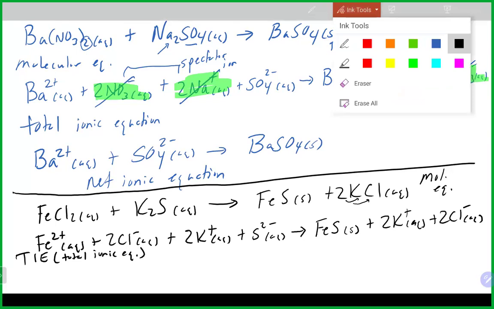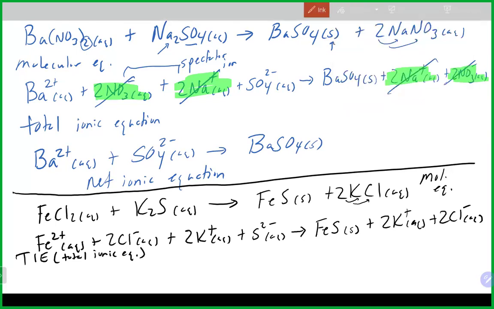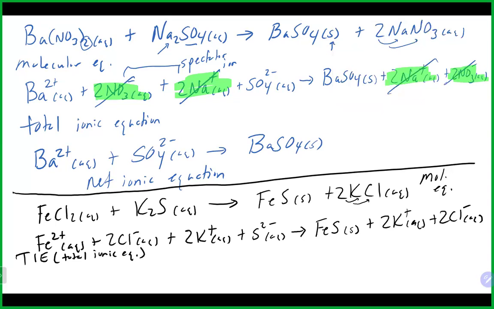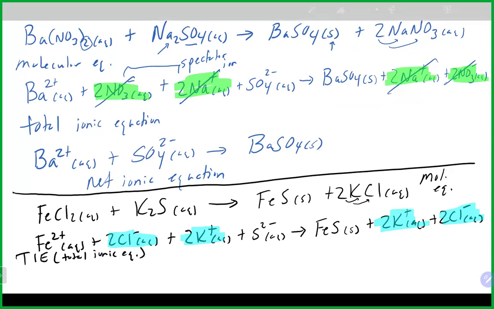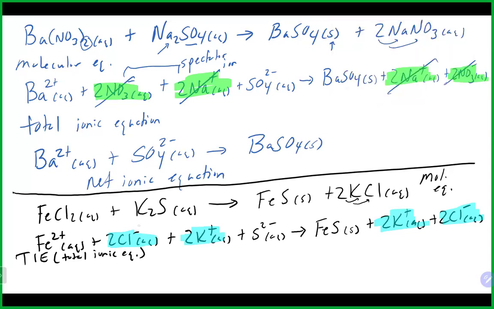At this point, again, we're going to be looking for our spectator ions. They should be exactly the same on each side of the arrow. So in this case, I see 2 chlorides and I see 2 potassiums, right? So they look exactly the same. And as I mentioned before, there should also be the same amount of each of those guys on each side. These again are going to be our spectator ions.